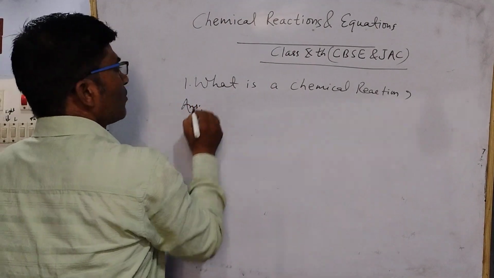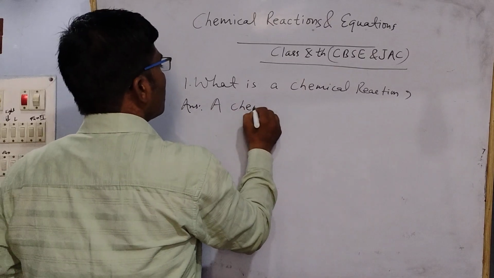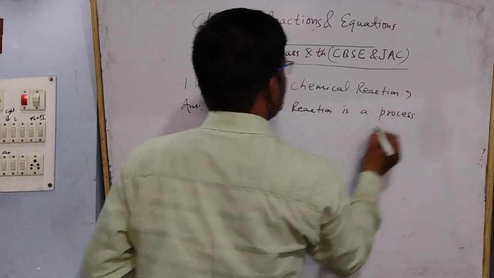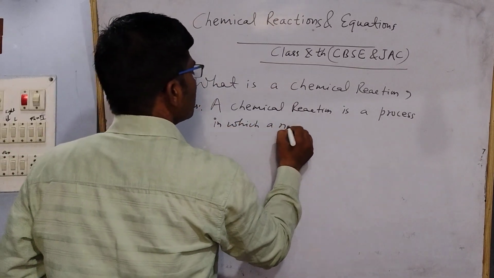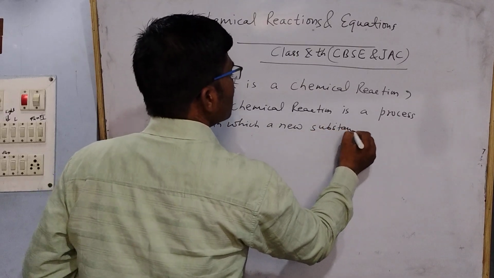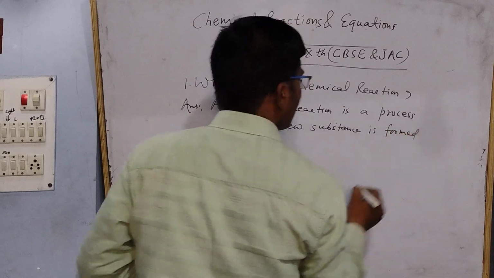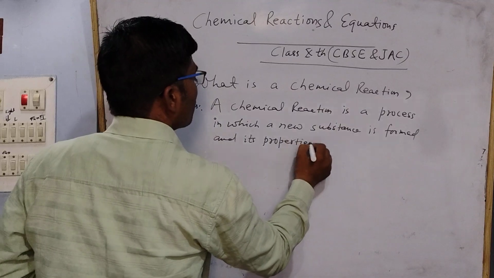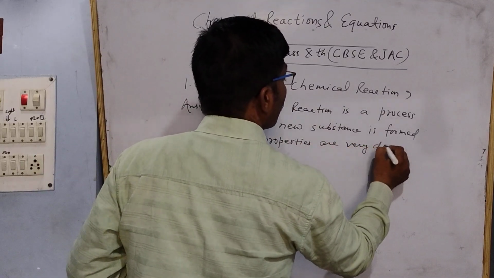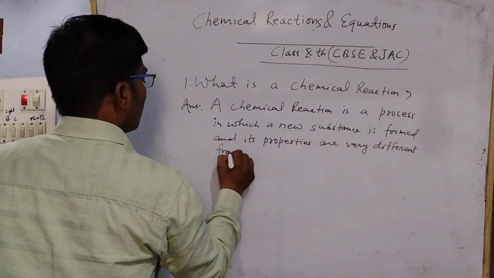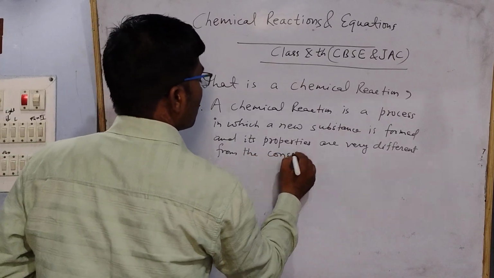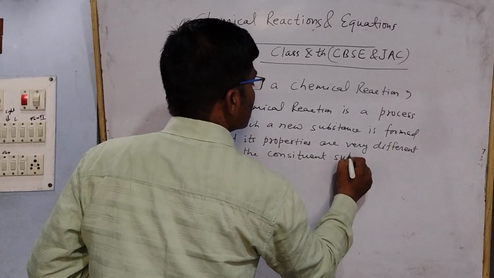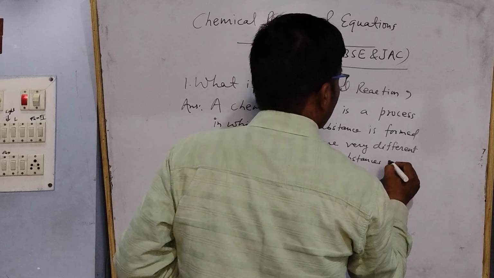So your answer will be like this: a chemical reaction is a process in which a new substance is formed, and its properties are very different from the constituent substances of which it is made.